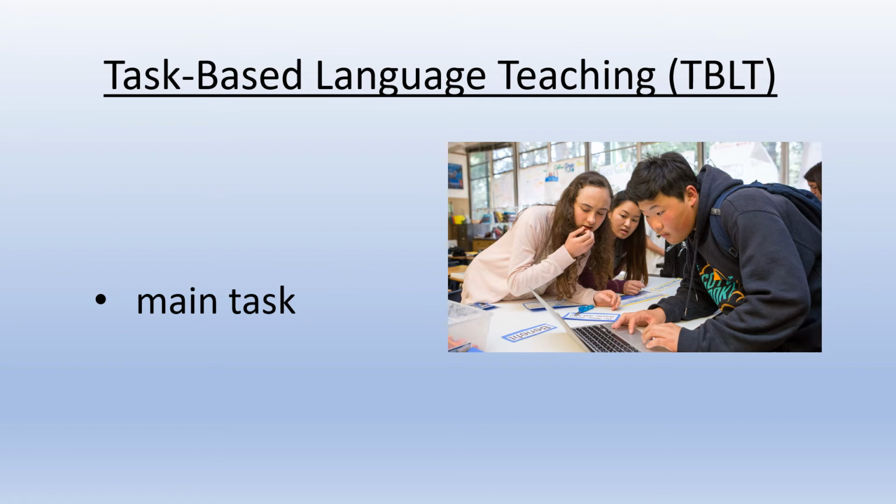Phase 2 is the main task itself. The task should have some type of gap that the students fill. There may be an information gap, for example, where students must communicate with each other to find missing information to complete the task. During this phase, the teacher should be available if the students need any assistance, but it is generally considered a student-centered activity.